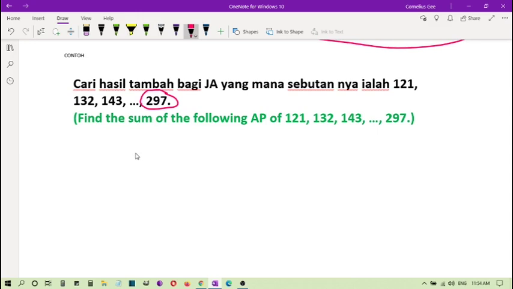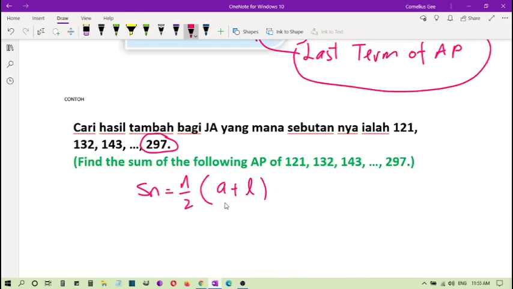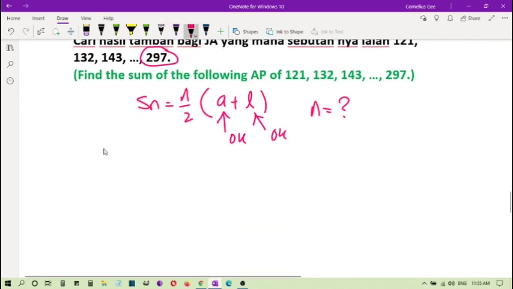So if you use cari dia punya hasil tambah, jadi kita nak cari apa ni dulu. If you write the formula Sn, okay, this one we have, this one we have, but the only problem is apa terma, apa sebutan, nombor sebutan 297, what is that, and we don't know. How do you find that? Okay, before we find that, of course we find the common difference first.